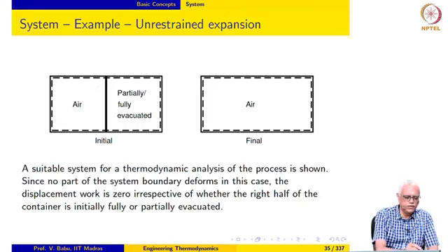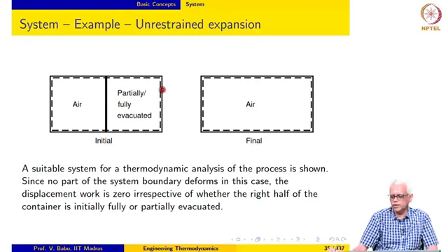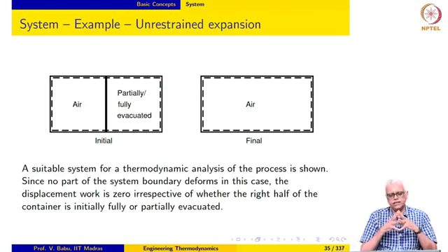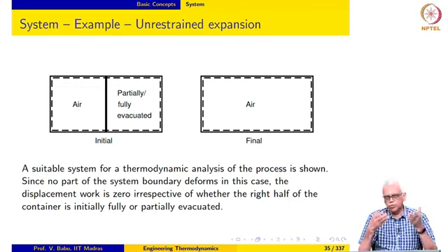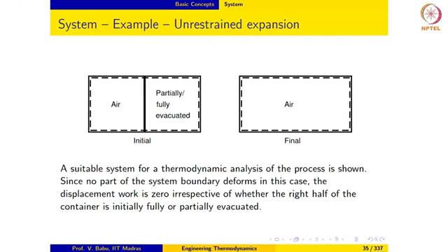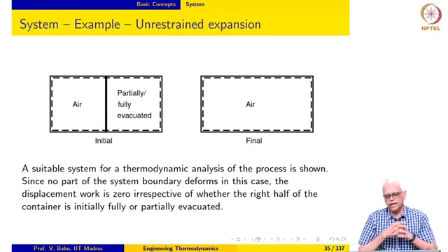So, what we need is a system which is like this. This system, as shown by the dashed line, encloses the entire box. It could be partially evacuated, fully evacuated, whatever, it encloses the entire container, and as the air expands, it still occupies the container. So, the system that we have defined here is a valid system, and the boundaries of the system are fixed and known at all instants in time. It always contains the same amount of mass.